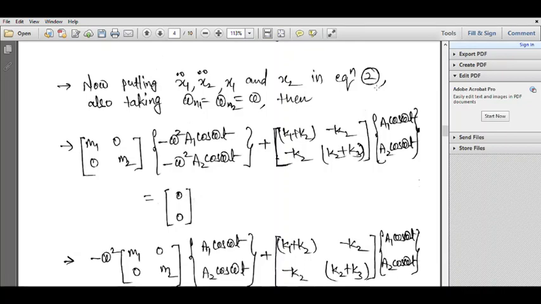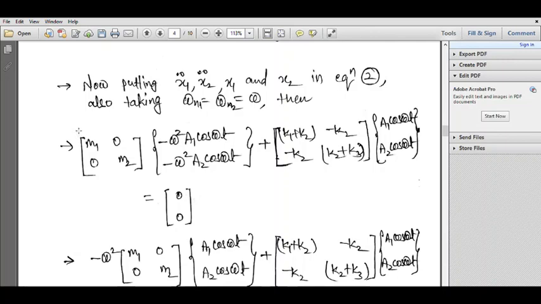So in that matrix form of the equations of motion, we'll put x1 double dot, x2 double dot, x1 and x2. And also we'll take this omega n1 to be equal to omega n2, the same assumption which we have taken in equation number 1, and that should be equal to omega. That we'll put.